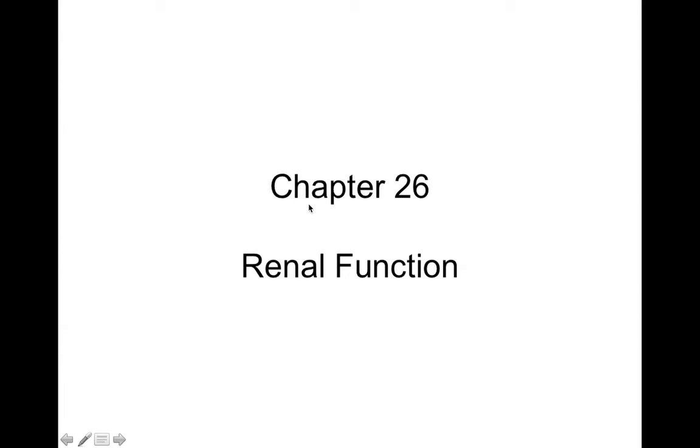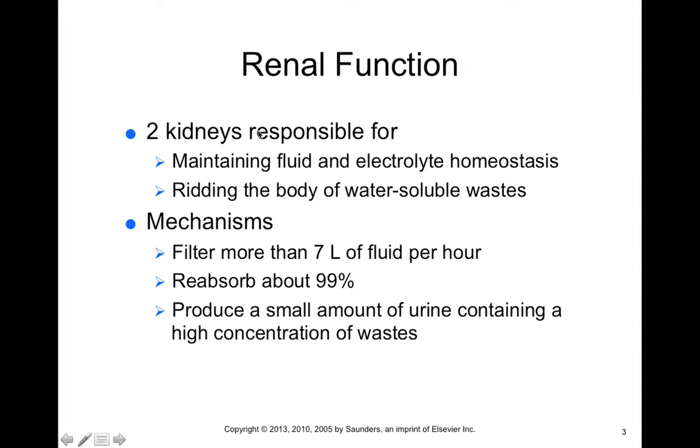Okay, in chapter 26, we're going to talk about normal renal function. With the kidneys, we have two of them. They're sort of bean-shaped organs that sit in the posterior abdominal wall, and the main functions of the kidneys are to help maintain fluid and electrolyte homeostasis, as well as helping to rid the body of any sort of water-soluble wastes. Now, what's interesting is the kidneys can filter more than 7 liters of fluid per hour.